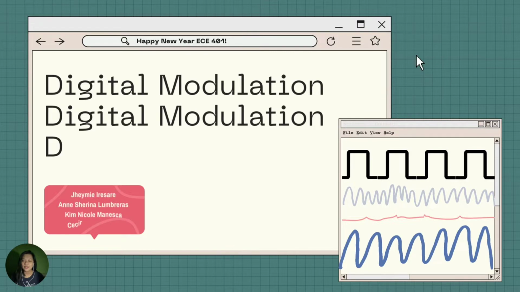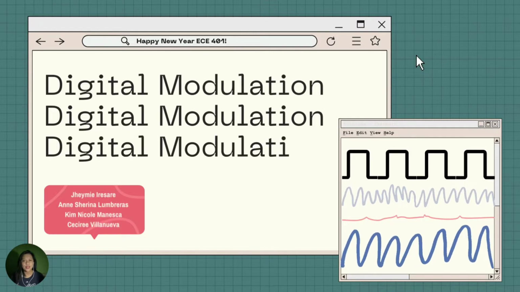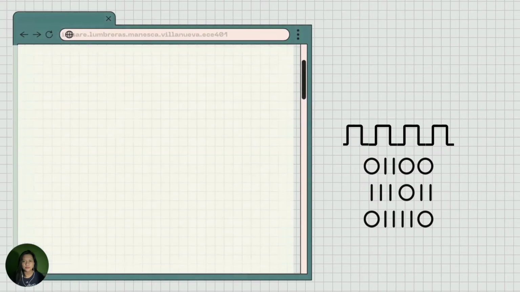Good day, everyone. I am Cesar Villanueva, and today, together with my groupmates Jamie Irasare, Ann Lumbreras, and Kim Manesca, we are going to discuss our project in Communications 2 regarding digital modulation.